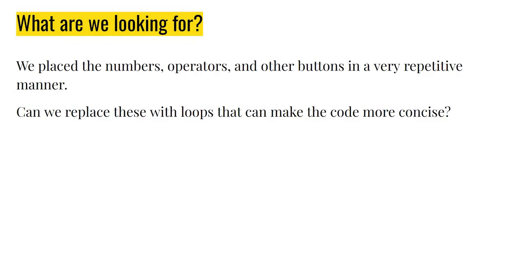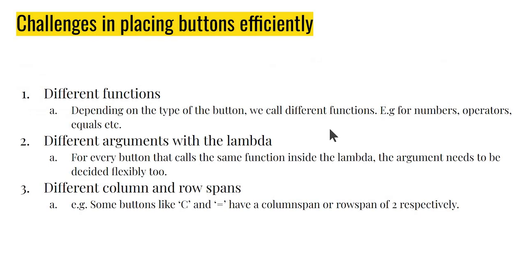Now, the question is, what is it that we are looking for? Like I said, we place the numbers, operators, and other buttons in an extremely repetitive manner. But then, can we replace this with some loops that can make the code more concise? However, there are really three challenges that I could think of.